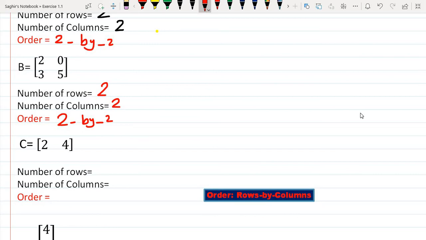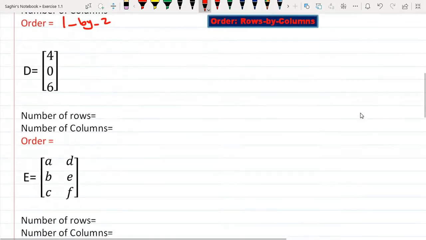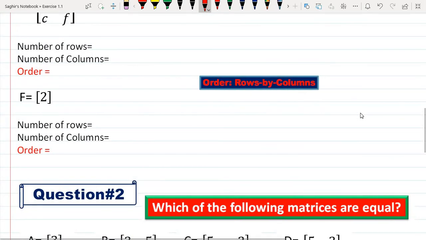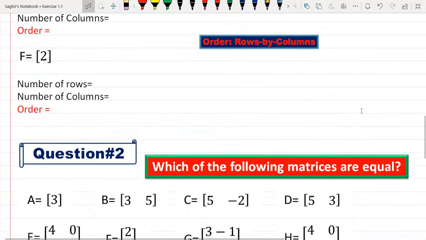In C you can see there is only 1 row, but there are 2 columns, so the number of rows is 1, the number of columns is 2, and its order will be 1 by 2. Now you can see the remaining questions D, E, F. These are too easy. This is an assignment for you. You have to solve it.